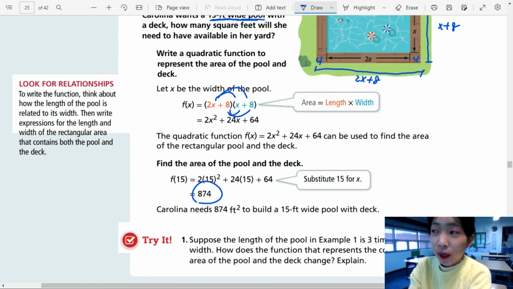Suppose the length of the pool in example 1 is 3 times the width. Try number 1. How does the function that represents the combined area of the pool and the deck change? So the length is changing. And so instead of 2x, it's 3x. Okay? So your width is the same. Your length is 3x. So how does that change? Pause the video. Come back when you're ready for answers.